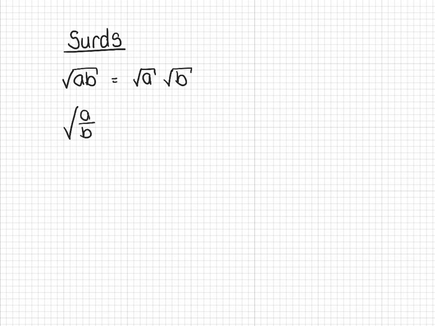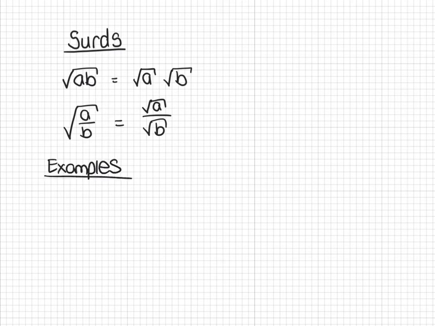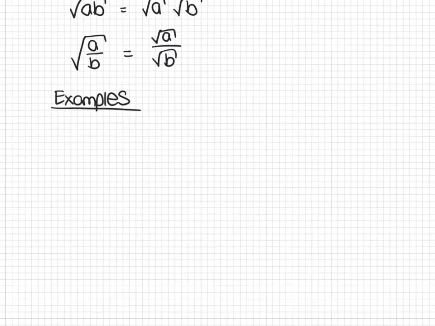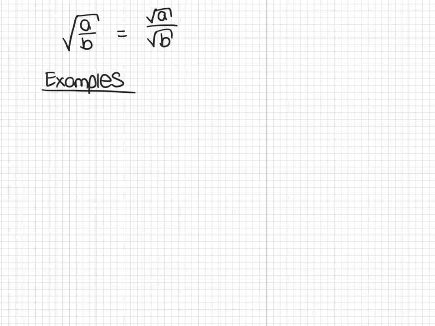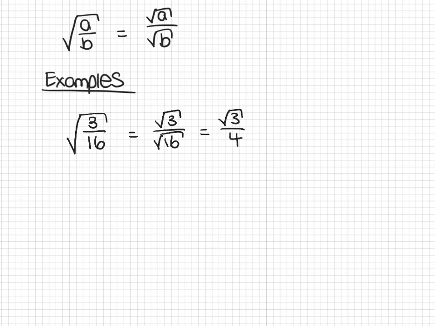If you're doing the square root of a fraction, it's the same as the root of the top divided by the root of the bottom. So a couple of quick examples then. If I want to simplify some surds, so if I had something like the square root of 3/16 and I was asked to simplify that, well, I know that's the same as root 3 over root 16, and root 16 is 4, so that's root 3 over 4.